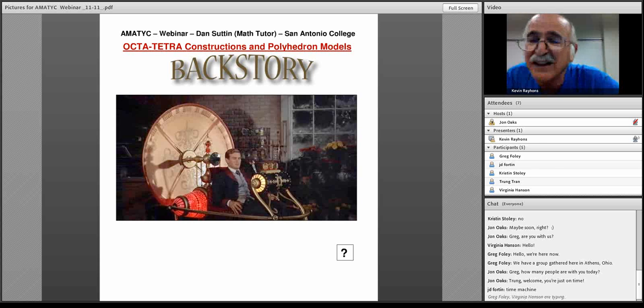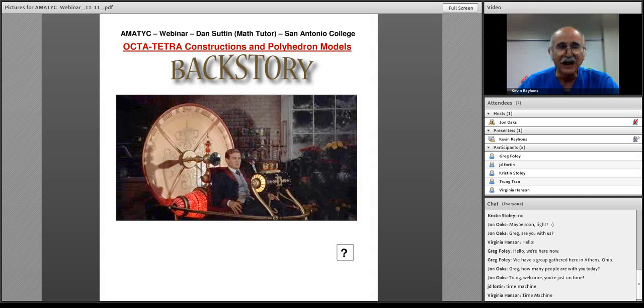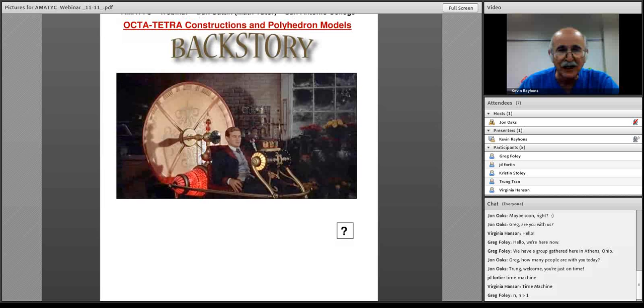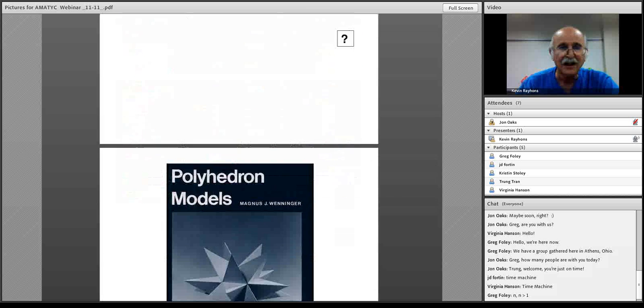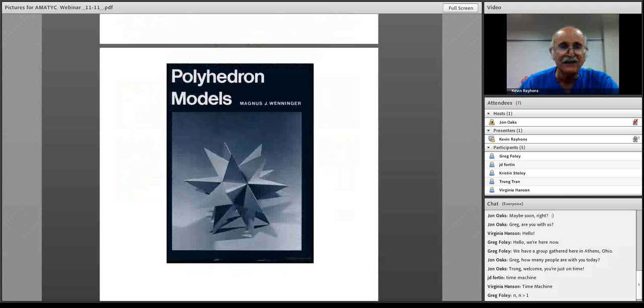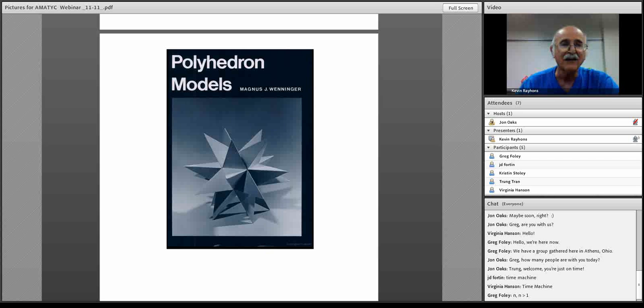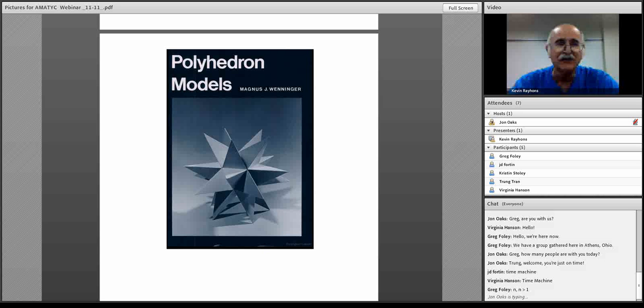It's from 1960. JD recognizes it as the time machine. So we have to see the backstory, and we're going to go back in time. So we're just going to pull back on the lever, and the wheel's going to start to spin. And we're going back to 1979 when I found this book on the shelf in the library, Polyhedron Models by Magnus Wenninger. I did not have any idea what a polyhedron was.